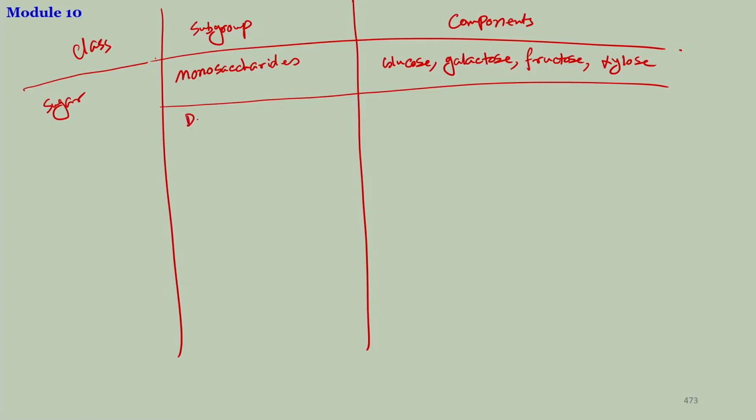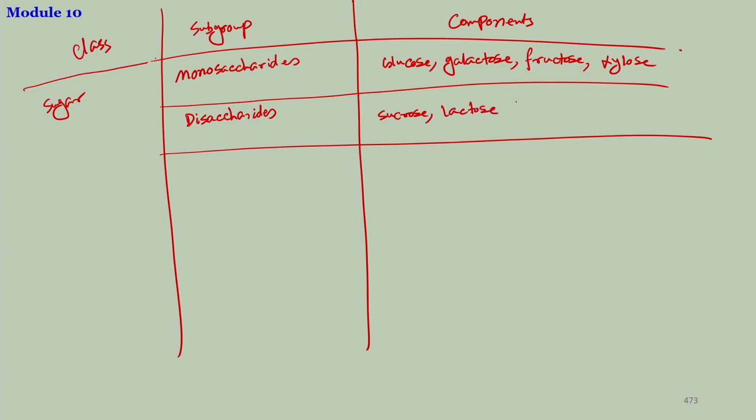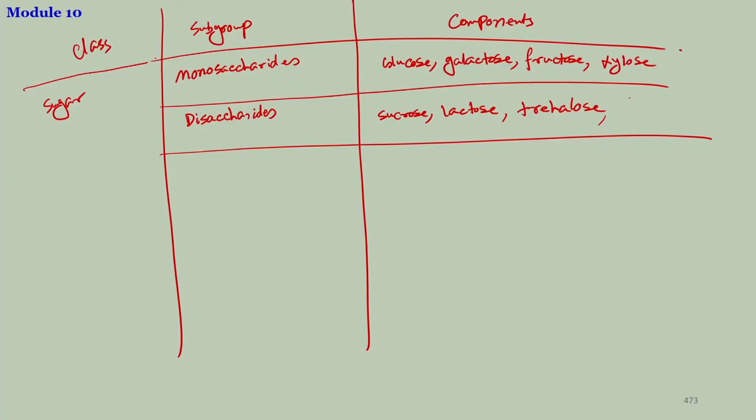And then you have the disaccharide, as we have talked about. Examples of the disaccharides are sucrose, lactose, trehalose. Trehalose is a very important carbohydrate, a very important sugar-containing molecule which has a lot of biological applications. Maltose, and then polyols.